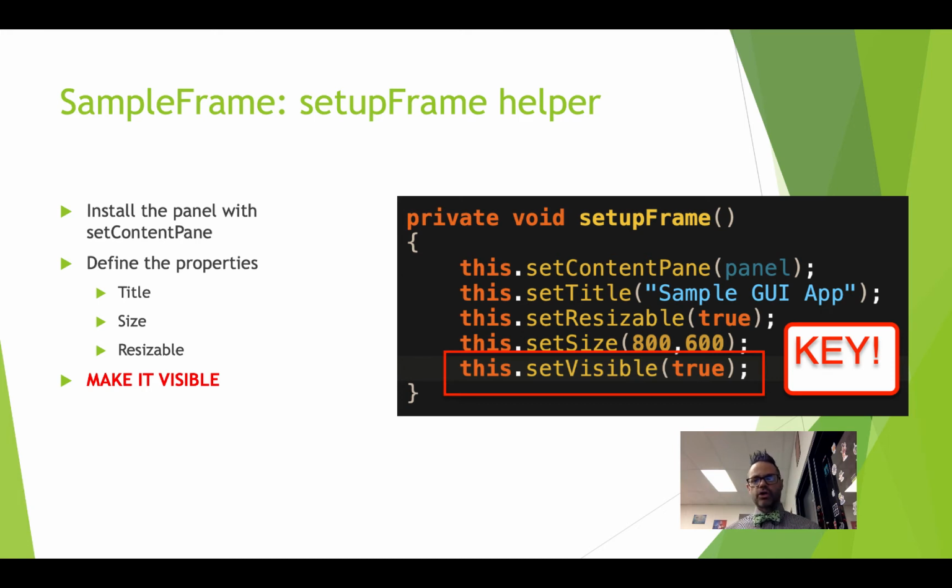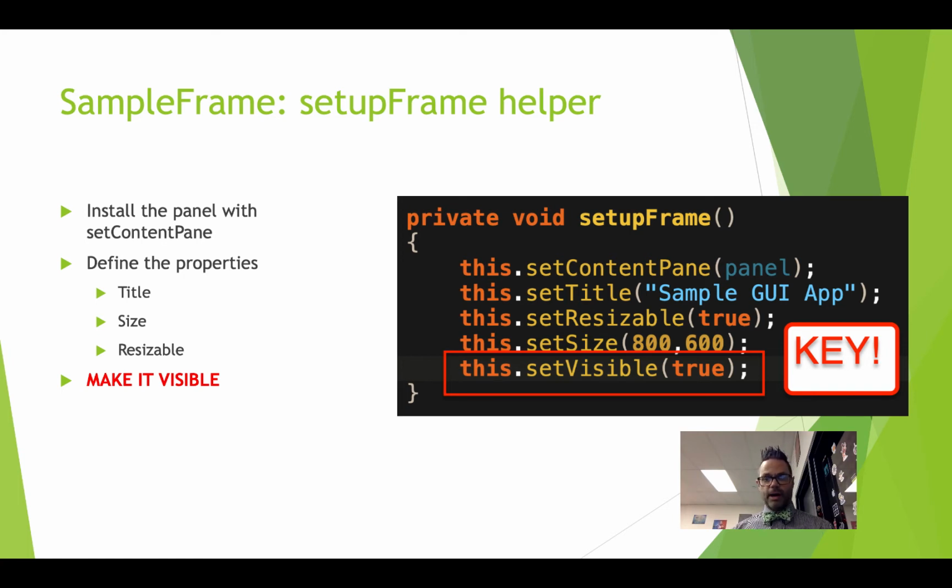Now, like I said earlier, the SampleFrame, or the JFrame subclass, is basically the same every single time. The only things you're going to have to change are some minor details that we have right here. So the first thing we have to do inside our setupFrame helper method is install the pane that we have as our data member inside the JFrame itself. That's what the setContentPane method call does.